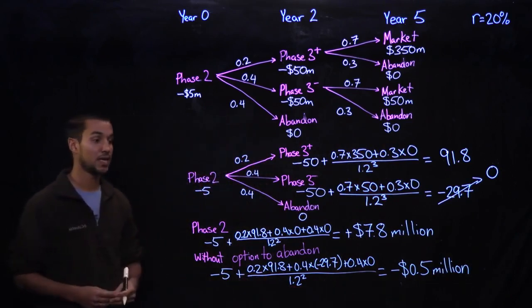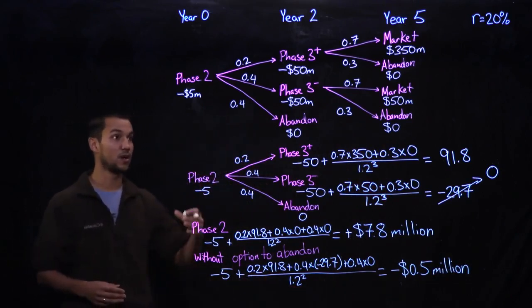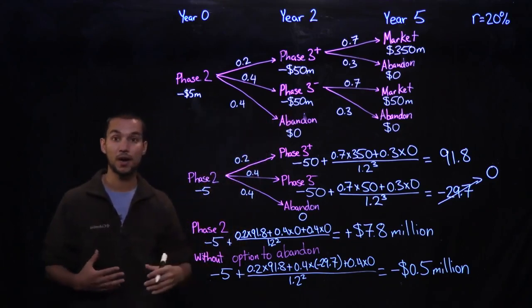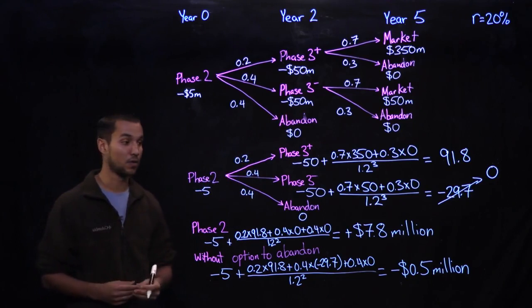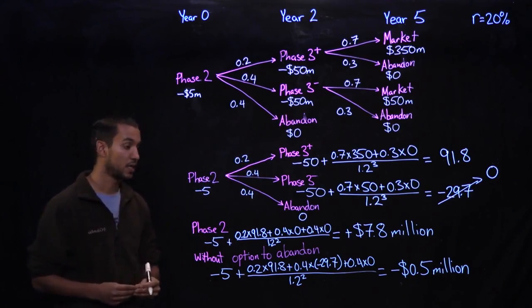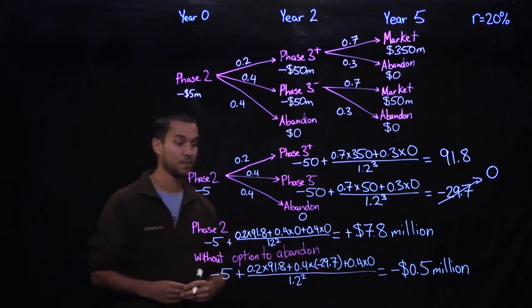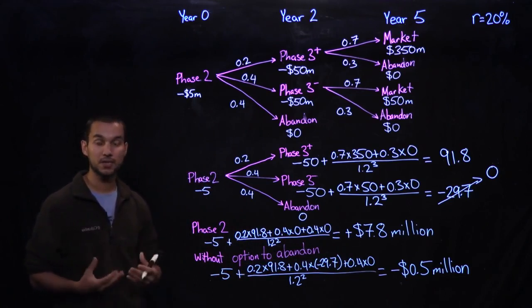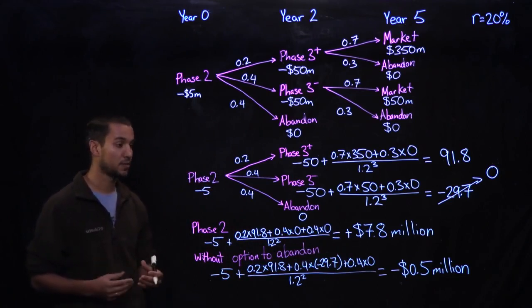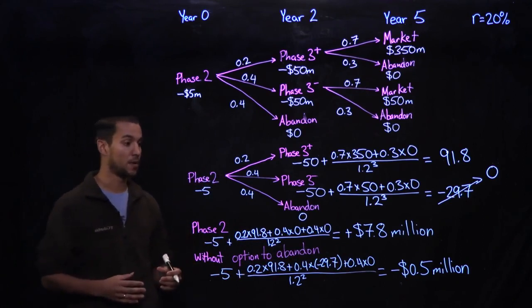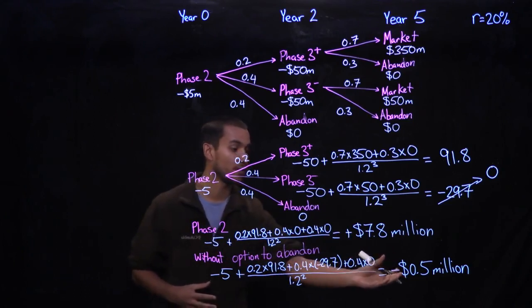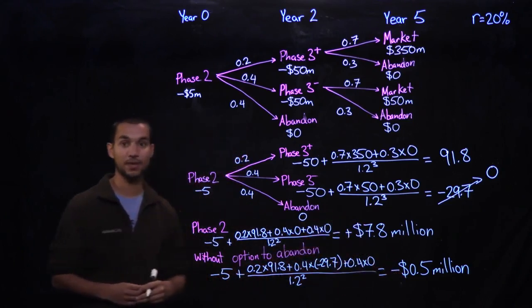And so we see that in this example, the option to abandon the project after phase 2, especially in this case where our therapy only showed a slight or weak effect, is worth $8.3 million. And in particular, this managerial flexibility actually converted this project from being a negative NPV project to a positive NPV project.